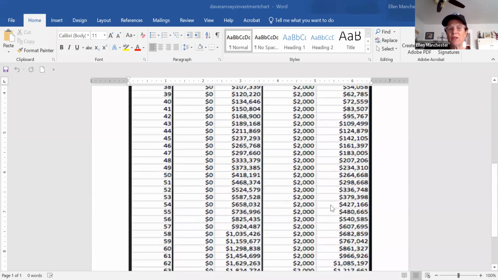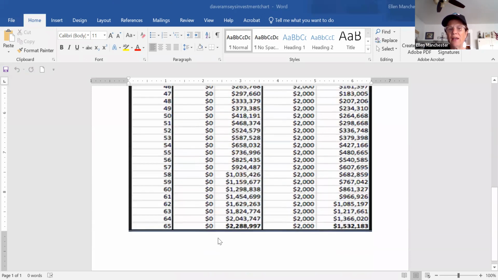Well, look what happens clear down here at age 65. Ben ends up with $2.2 million, all right? He put $16,000 in. 2.2 million by the time he's 65. Arthur put in $76,000 and ended up with 1.5 million. Now, 1.5 million is still pretty dang good, right? I could live on 1.5 million. You could live on 1.5 million. But look at the difference.